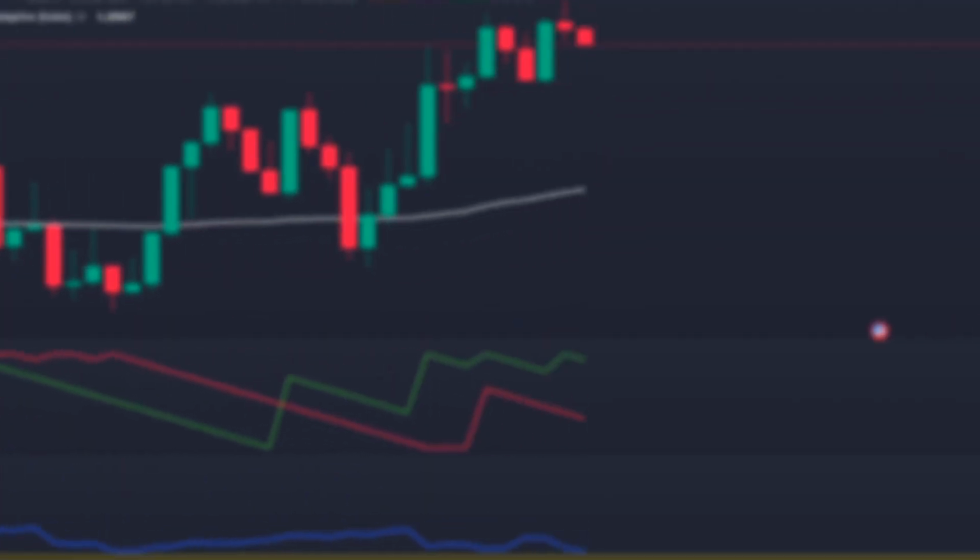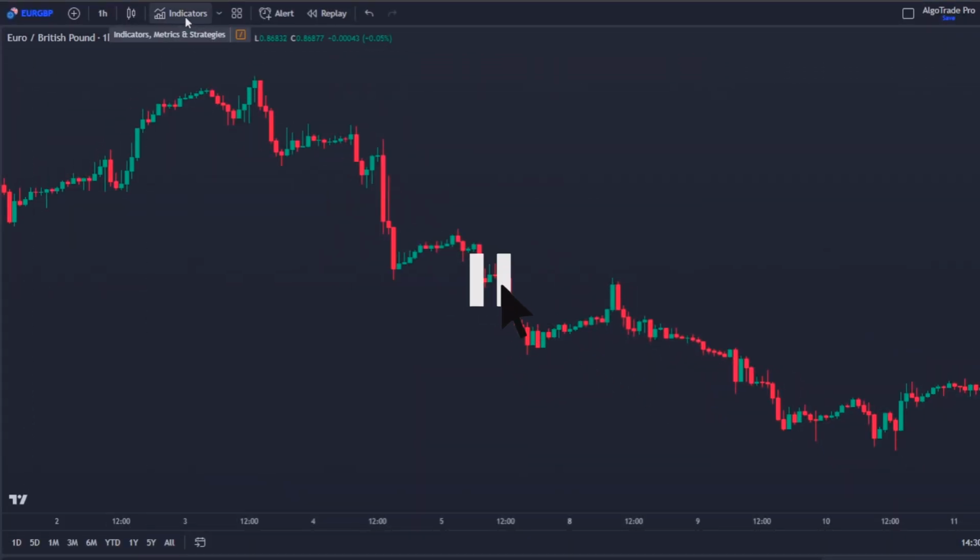So, without further ado, let's jump to today's strategy. This day trading strategy uses 3 TradingView indicators.